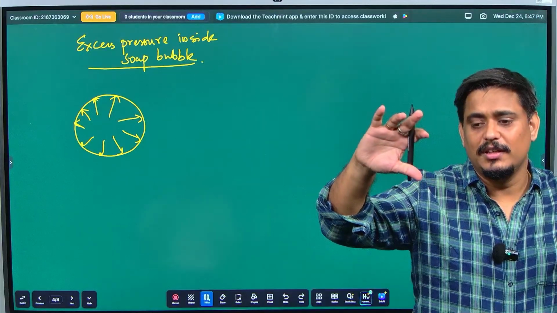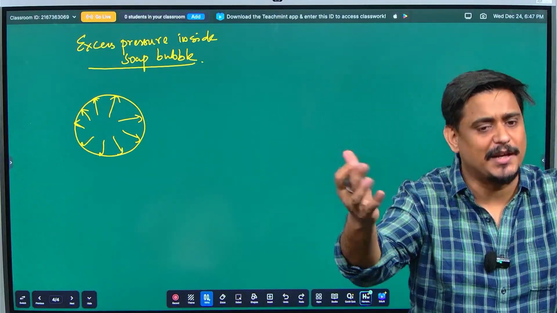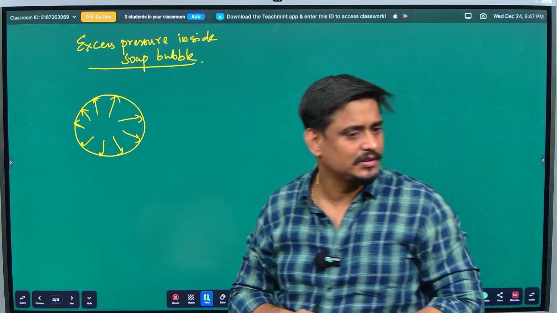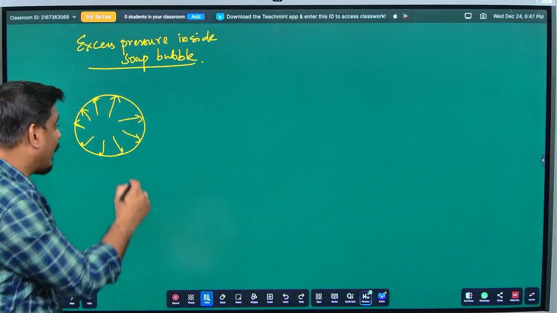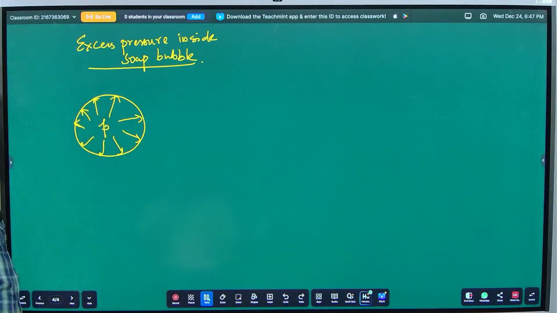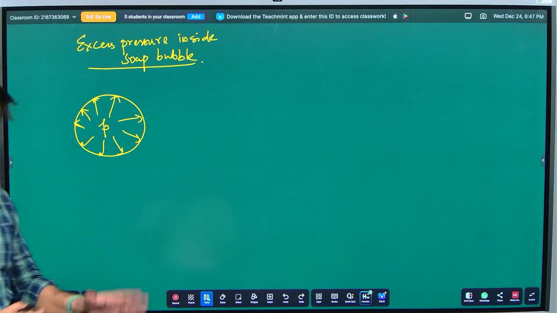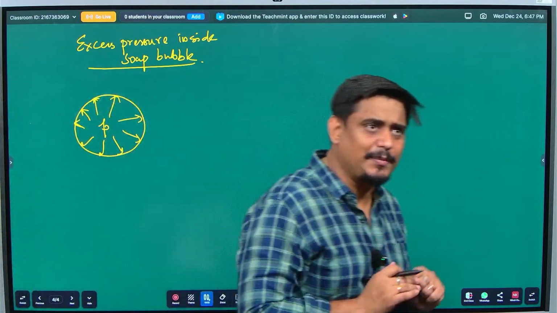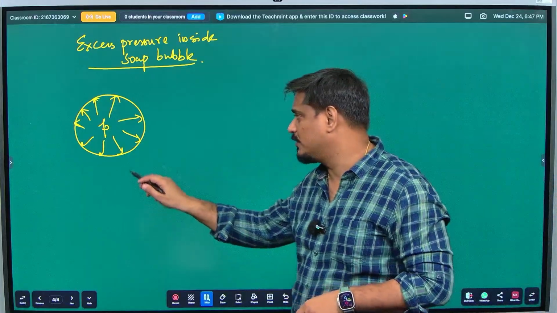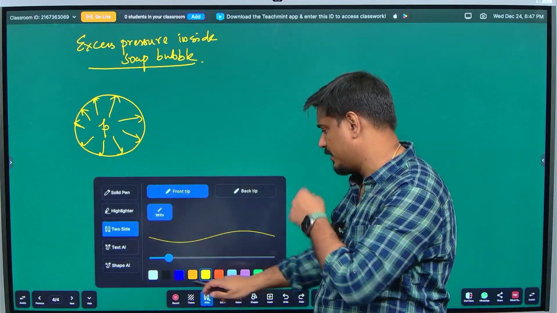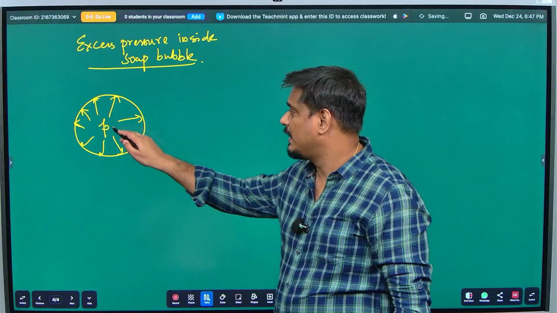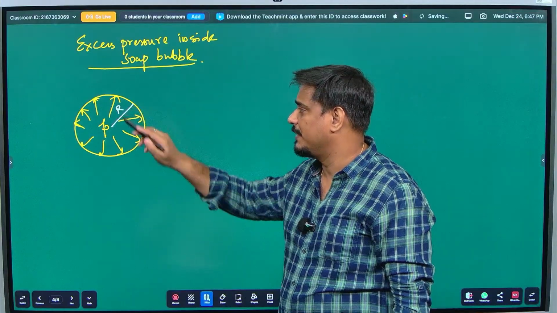Before, at a point where it cannot further become bigger, it will burst. So this pressure only we are trying to find, what is the value of this excess pressure inside the soap bubble. Now let me assume that the radius of this bubble is R, capital R I am taking.